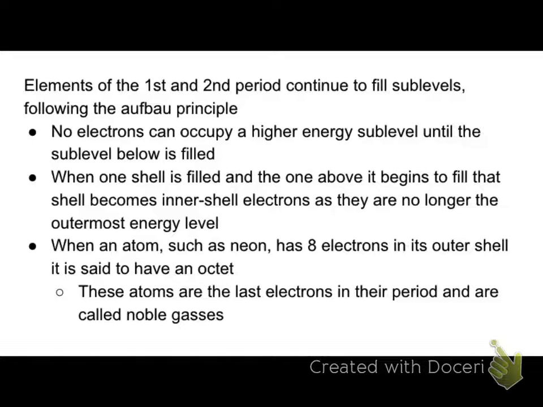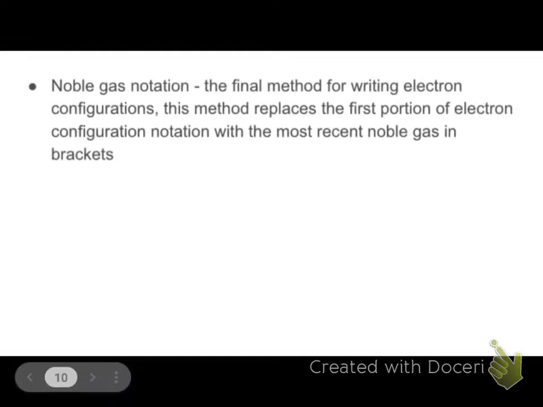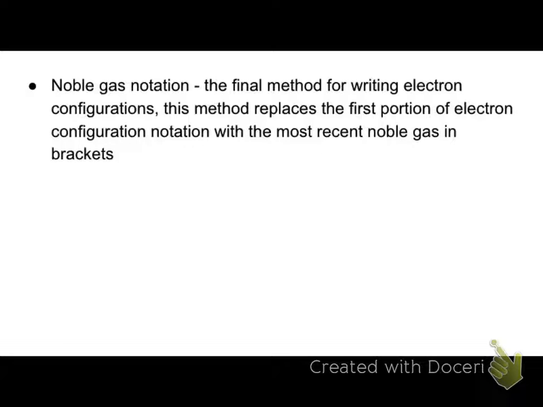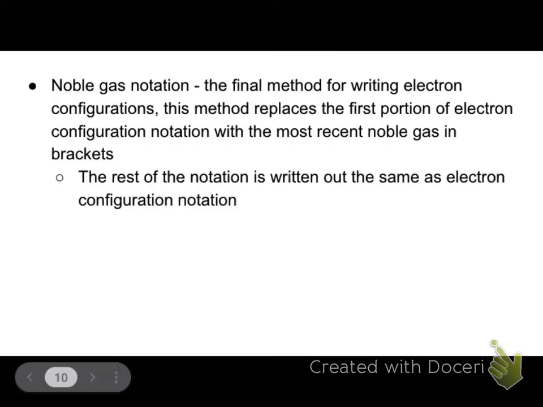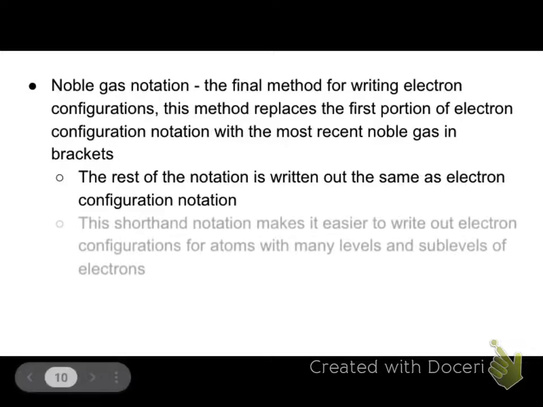Now, you might be wondering, Mrs. Von Lau, why are you telling us about noble gases right now? Well, understanding noble gases will help you with the last form of notation, which is called noble gas notation. It's the final method we're going to discuss for writing electron configurations, and in this method, we replace the first portion of an electron configuration notation with the most recent noble gas in brackets. The rest of the notation is then written out, the same as the electron configuration notation. This is just a method of doing it shorthand.